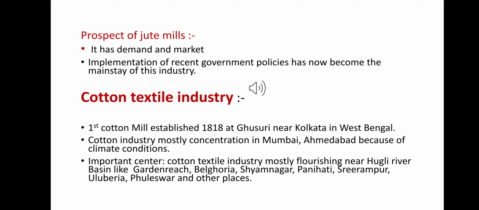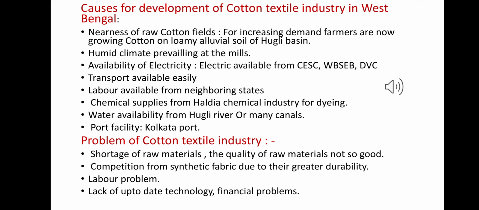Okay, next, the important centers. Cotton textile industries are mostly developed near the Hooghly basin in areas like Garden Reach, Belghoria, Shyamnagar, Panihati, Serampore, Uluberia, Fuleshwar and other places. Okay, these are the main ones. Next, we can discuss the causes for the development of the cotton textile industry in West Bengal.